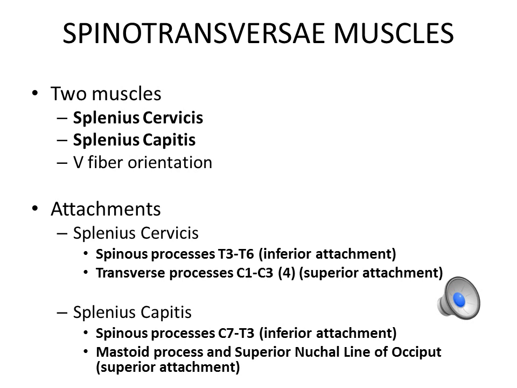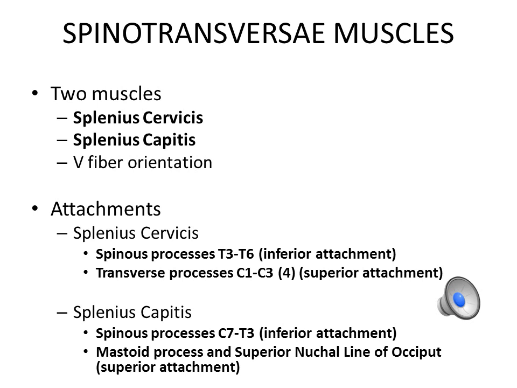The attachments of splenius cervicis are the spinous processes of T3 to T6, that is the inferior attachment. Its superior attachment is the transverse processes of C1 through C3, and sometimes C4.